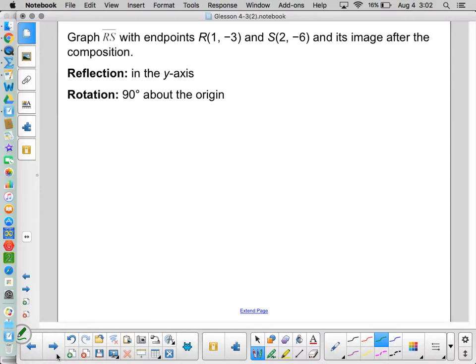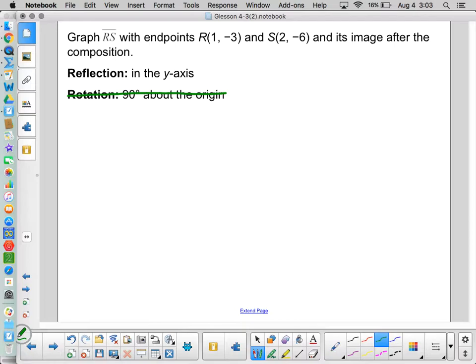What's more interesting is when we start doing combinations of reflections. So we call these compositions. In this case, I have a segment with endpoints R and S, and I want to find its image after the composition of first a reflection, then a rotation. First a reflection on the y-axis, and then a rotation. So what we're going to do is just do them one at a time. We're just going to do the reflection first. We're going to completely ignore the rotation, and we're going to find R prime S prime.